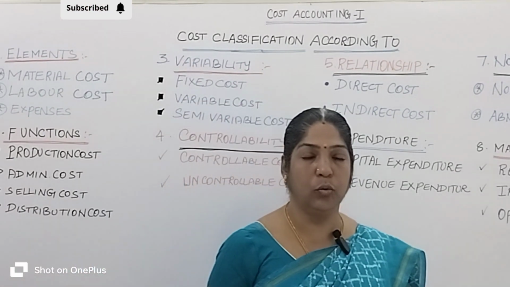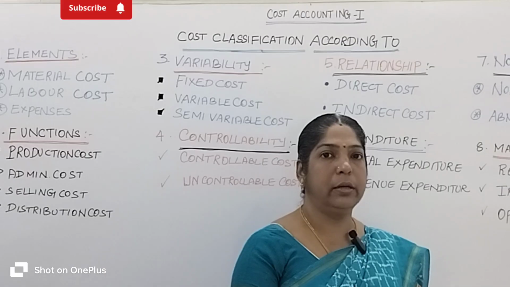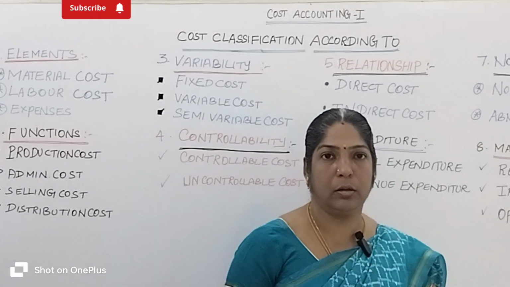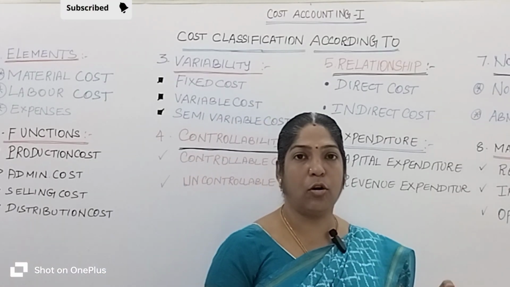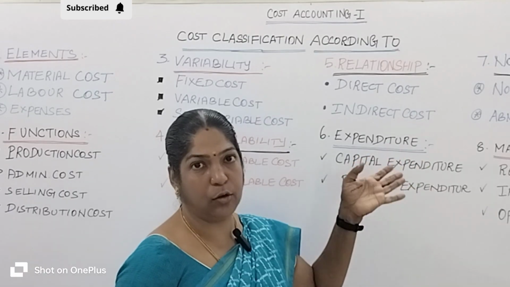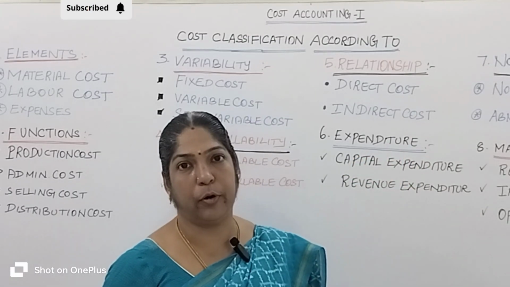Direct cost means a direct relationship with the cost of the unit, and it varies with the production. These costs can be easily measured, and direct costs form a major part of the production cost.